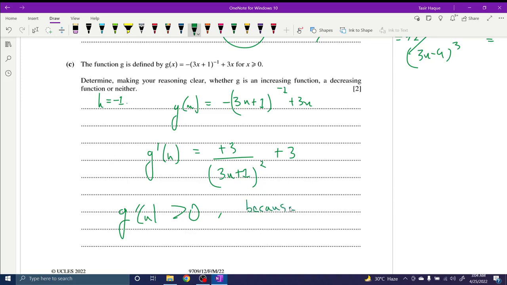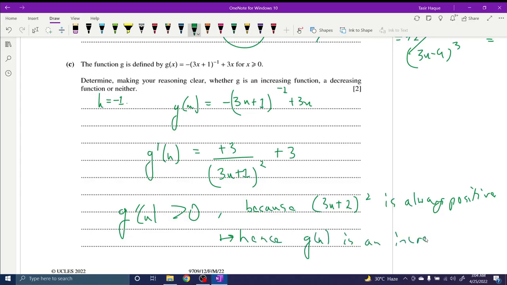Because (3x plus 1) whole square is always positive, okay? Hence, g(x) is an increasing function. That's it basically. Because think about it, there's a whole square here, right? So even if x takes a negative value, if you square it, you're going to get a positive value. That's why g(x) is an increasing function. Okay, that's all. If you have any questions, you can ask me.